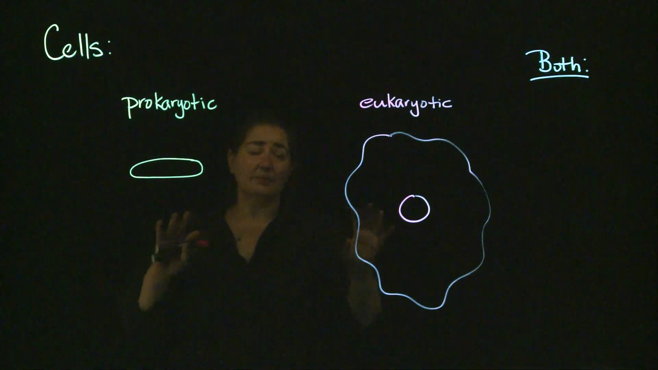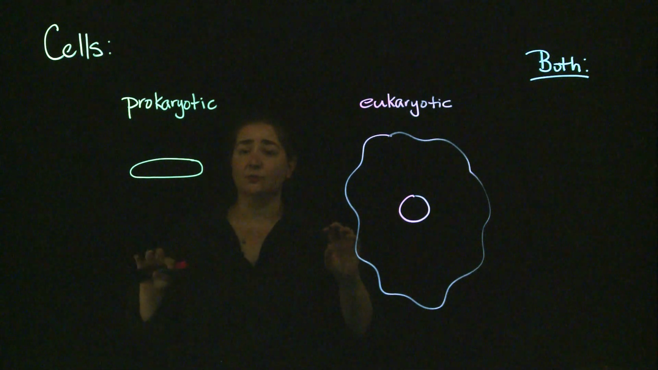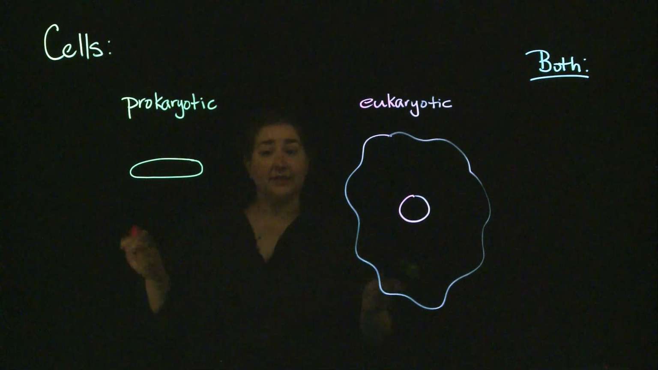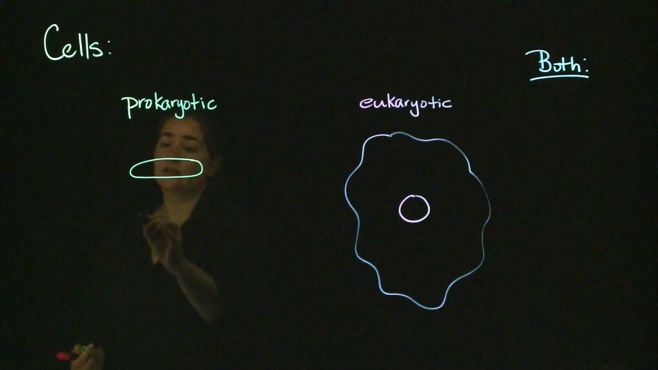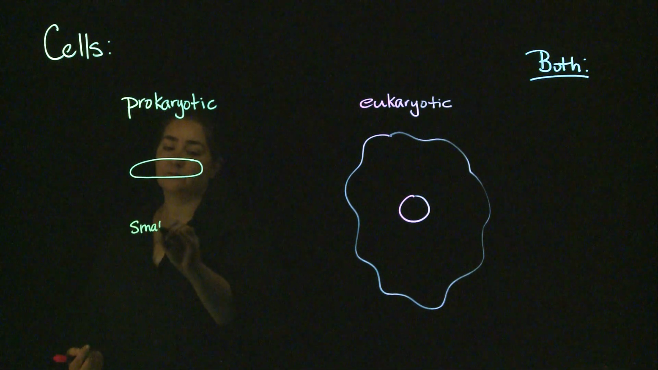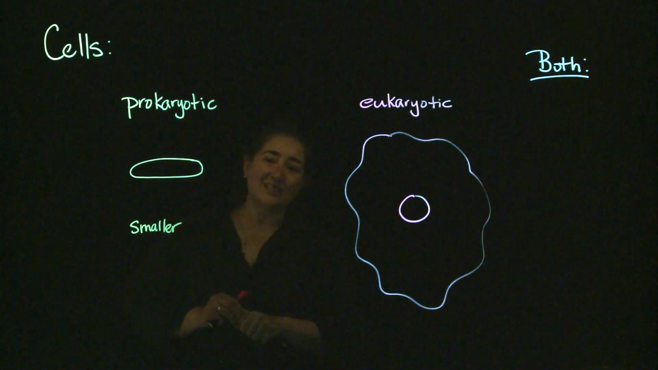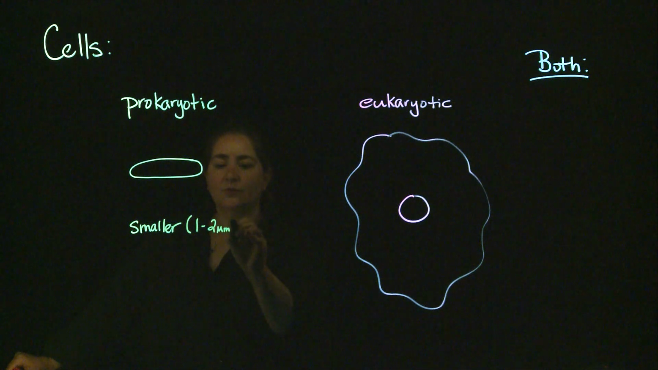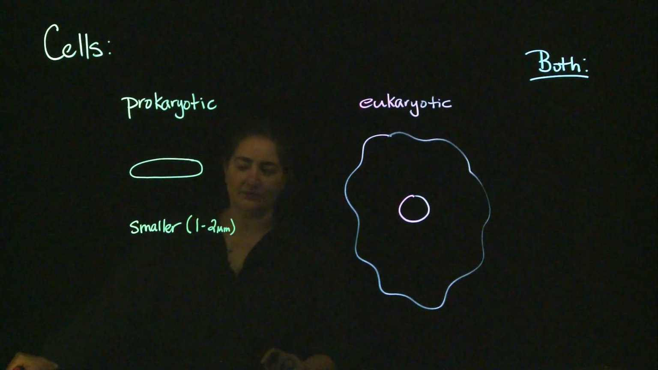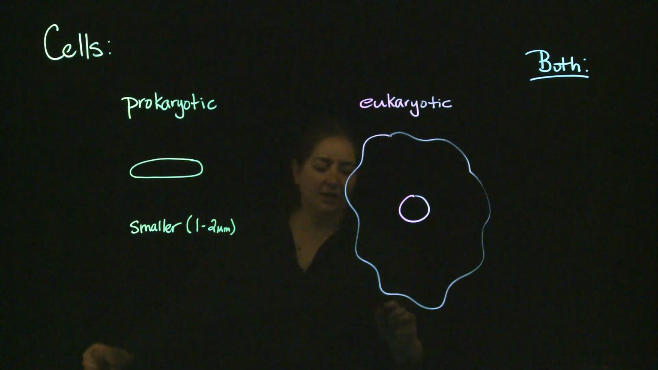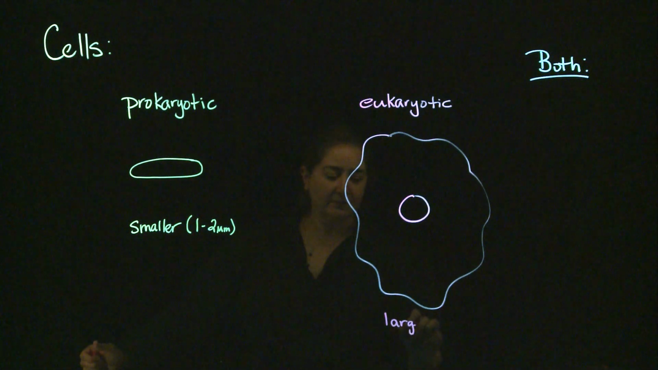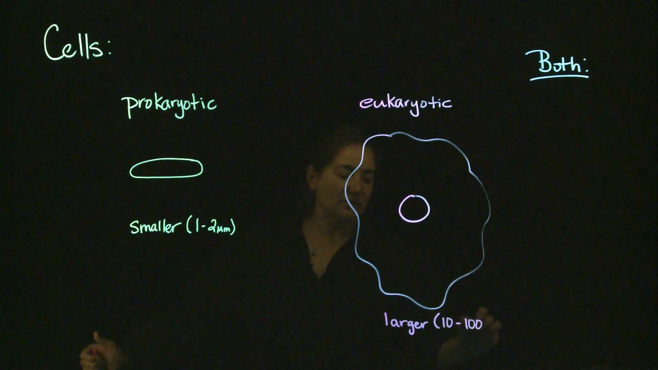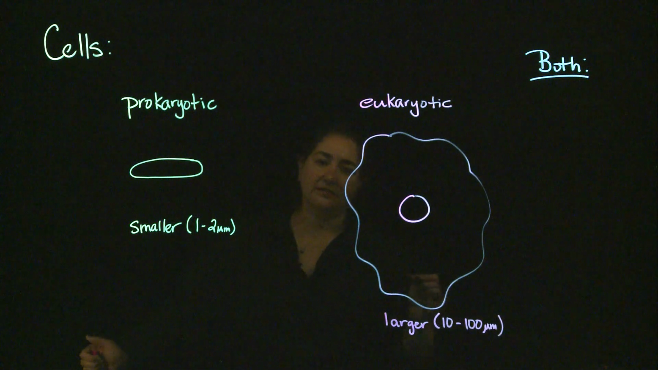In terms of this, it's not really true to scale, but one of the things you may notice with these two drawings is one is smaller, one is larger. Okay? That's one of the key differences between prokaryotic cells and eukaryotic cells. Prokaryotic cells tend to be smaller, all right? They're on the range of 1 to 2 micrometers in size, okay? Eukaryotic cells tend to be larger, 10 to 100 micrometers in size, okay?